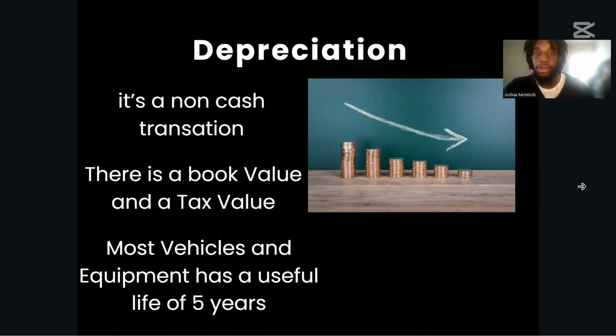The first thing is that it's a non-cash transaction. There is a book value and a tax value, so your depreciation rate might be different on your books versus your taxes, but the way I personally do it, whatever is on the tax form, I'll copy it for myself. And the thing to know about depreciation is that most vehicles and equipment have a useful life of about 5 years.